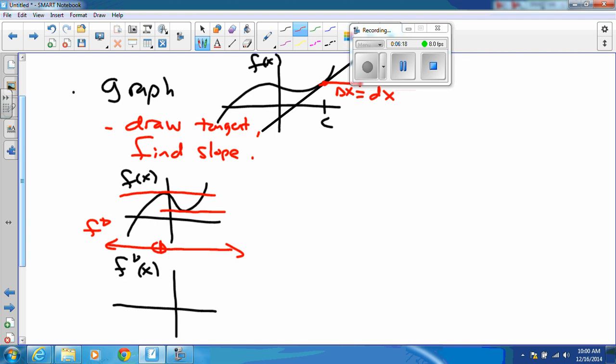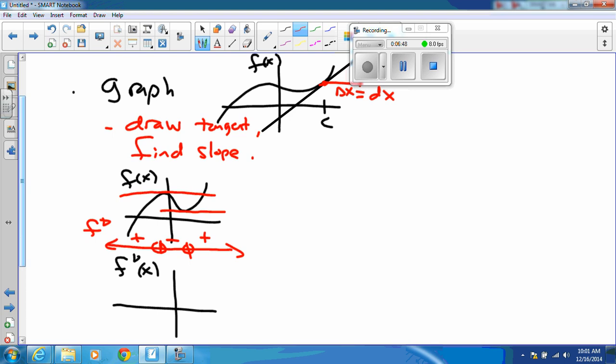And that number line should be a well-labeled number line. F prime right here. We have a 0 at this point, and we have a 0 at this point because f has horizontal tangents at those points. On this side of my 0, in this region, f is increasing, f prime is positive. In between here, f is decreasing, so f prime is negative. And on this side, f is increasing, so f prime is positive again.